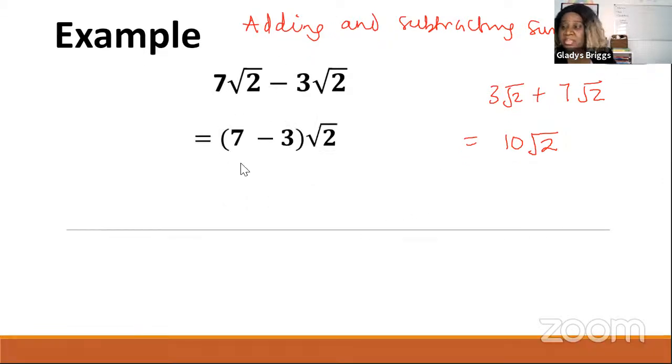Have a go at this one. Oh, it's showing you already. So that's my example. Just add or subtract what's outside and leave the surds as it is, as long as the surds are the same. You must have the same surds. If you don't have the same surds, you cannot do the addition or subtraction. So write this example again.